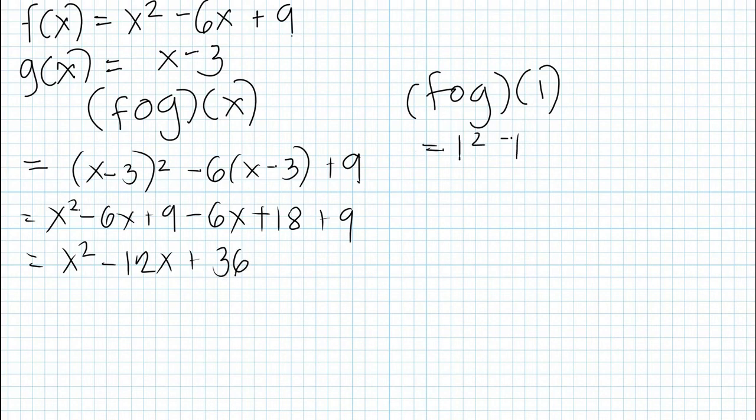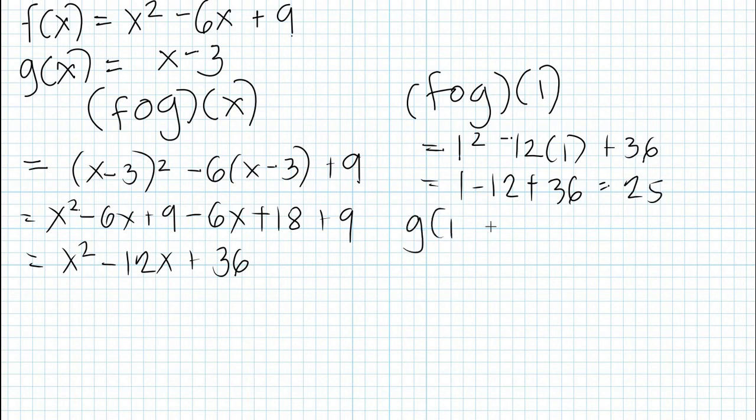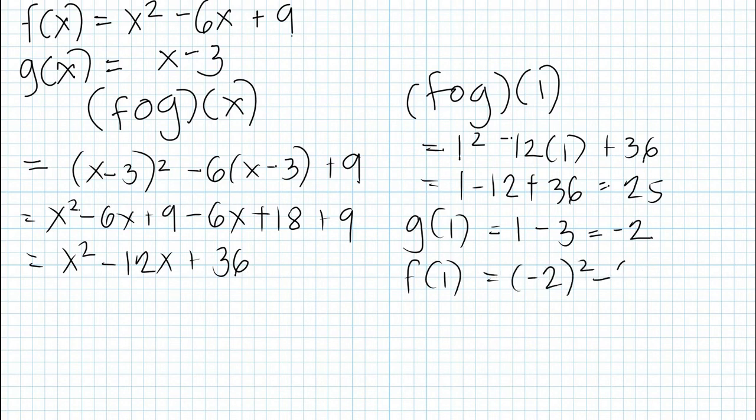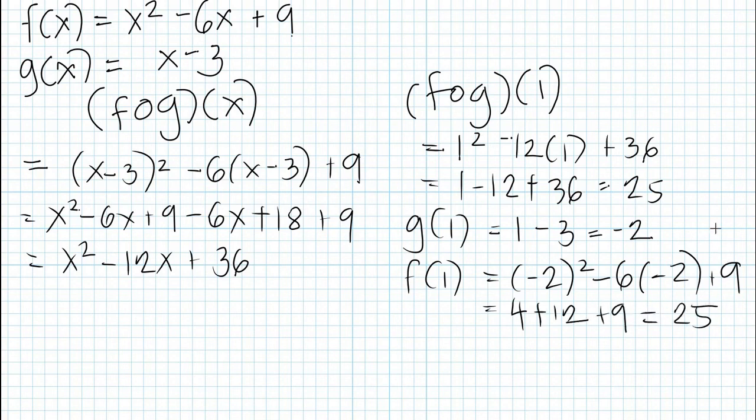Now let's try to get f of g of 1. So that's 1 squared minus 12 times 1 plus 36. So that becomes 1 minus 12 plus 36, which is equal to 25. Let's try if our answer is correct. So g of 1 is 1 minus 3, so that's -2. And then f of -2, that value inside of f should be -2, is -2 squared minus 6 times -2 plus 9. So that's 4 plus 12 plus 9, which is equal to 25. That means that our answer is correct and that the function we got is also correct.